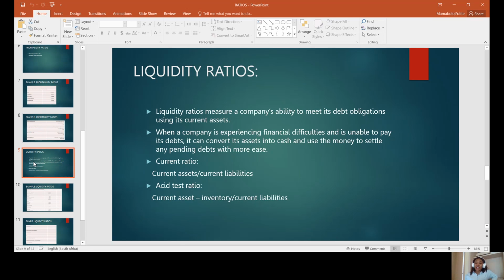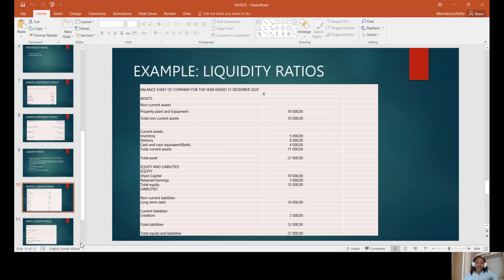And we have the acid test ratio as well, or the quick ratio, which is your current assets minus inventory over current liabilities. How quick can we cover our current liabilities? So we can only rely on the debtors as well as the cash in bank to cover our current liabilities. So this is an example.